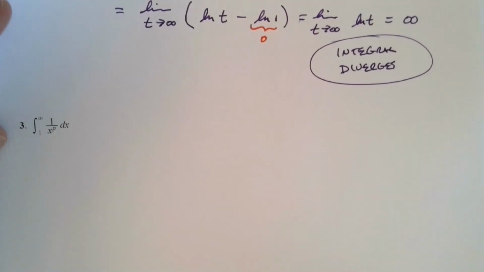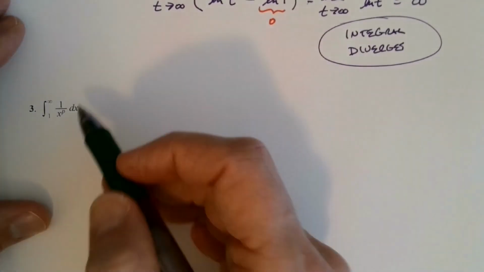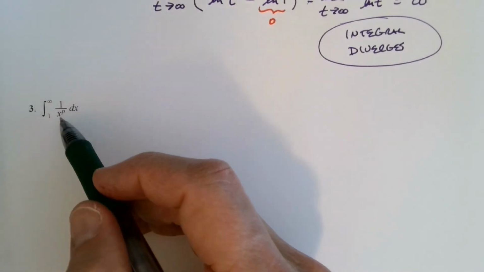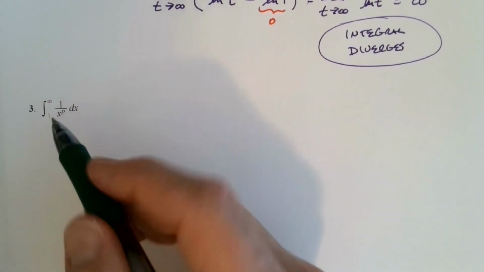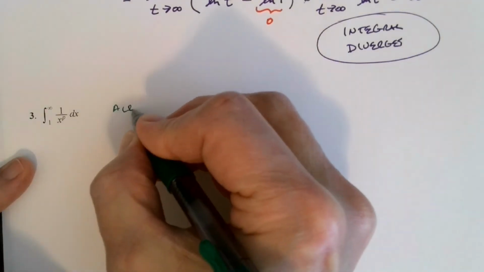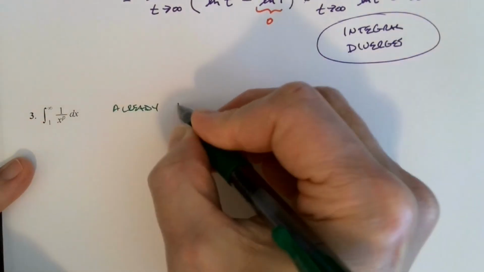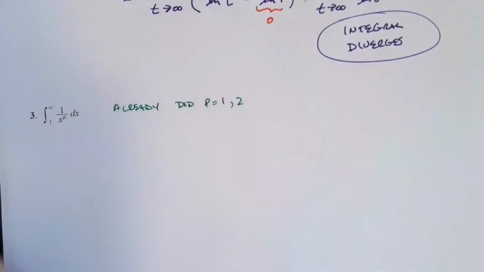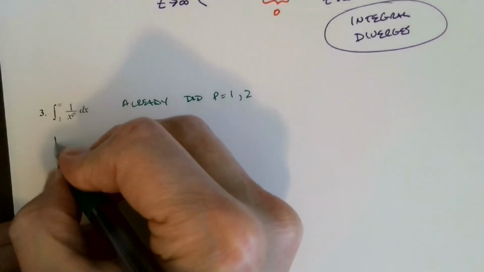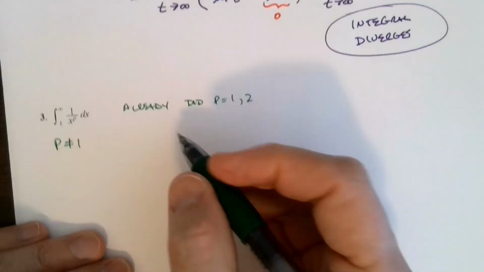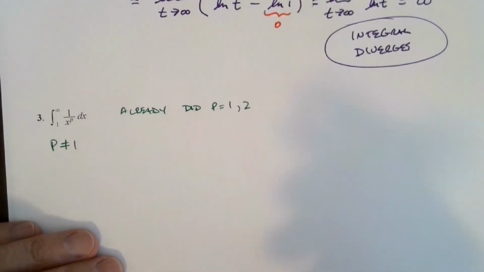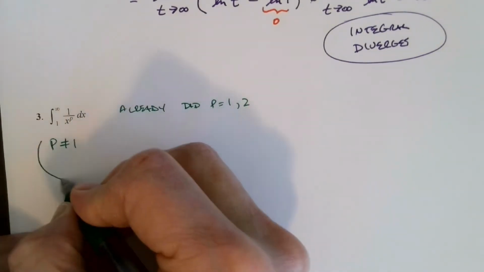I want to look in general. We looked at 1 over x squared and 1 over x. I want to look at this where p is any real number. So we already did p equal 1 and p equal 2. So let's suppose p is not equal to 1, because the p equal 1 case was right here. We already did that, it diverged. The p equal 2 case, it converged. So let's take a look at this in general.